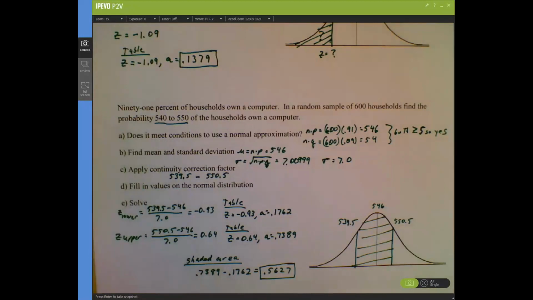All right, so what we found then, if 91% of households own a computer, in a random sample of 600, find the probability 540 to 550 own a computer. This is the approximate probability using a normal distribution to approximate a binomial distribution.